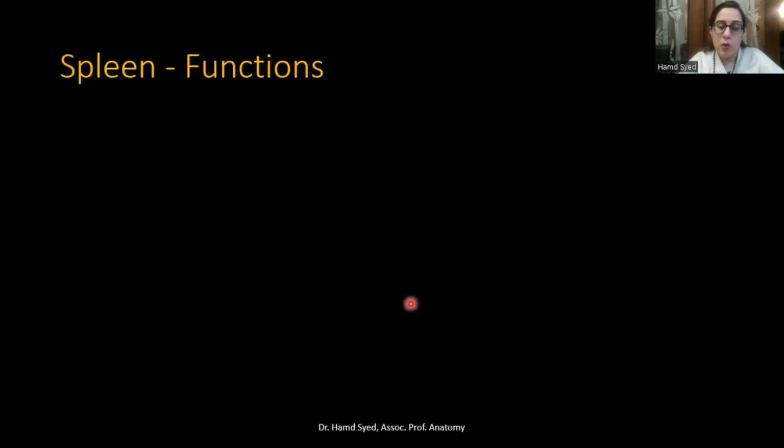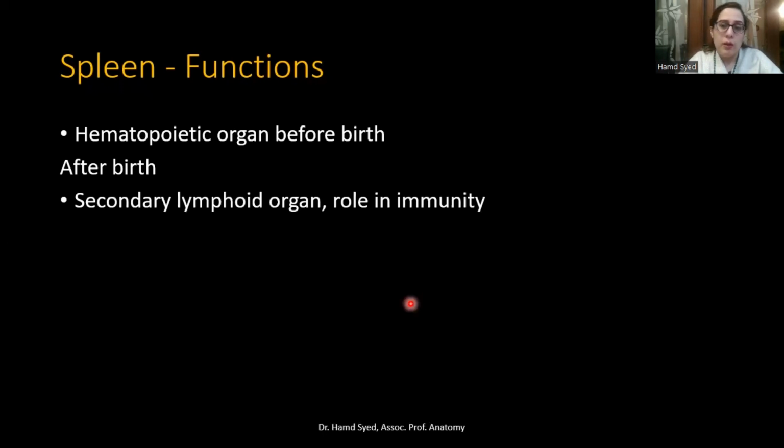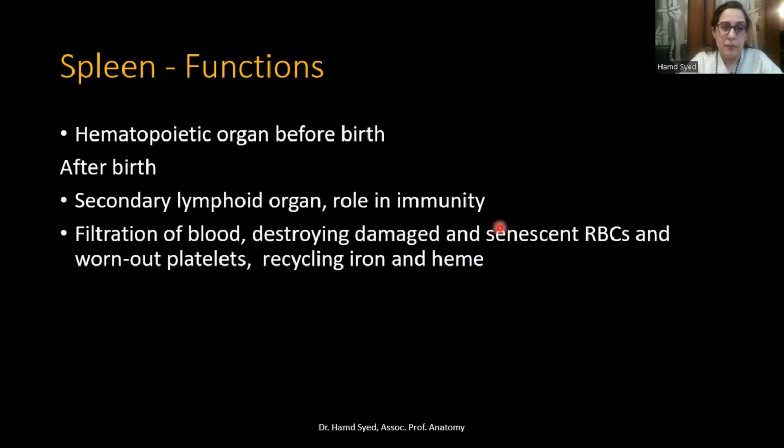Okay, what are the functions of this organ? Let's summarize the functions. One function is hematopoiesis, but this occurs prenatally, before birth. After birth, there are different functions of the spleen. First of all, it is a secondary lymphoid organ, which means it has an essential role in preparing and activating the lymphocytes for their role in immunity. Plus, it also filters blood. It destroys the damaged and old red blood cells and worn out platelets, and also recycles iron and heme.